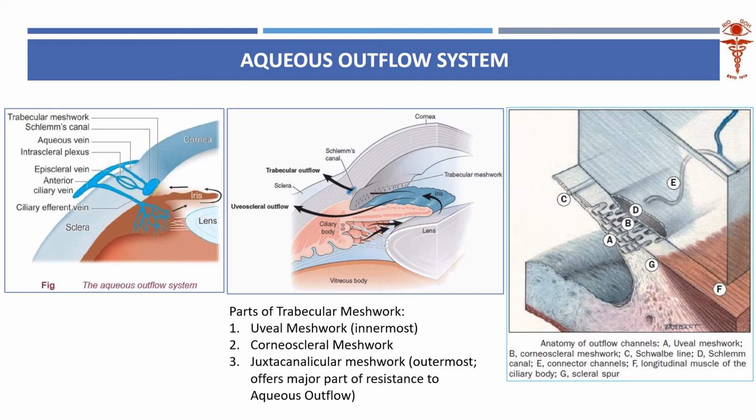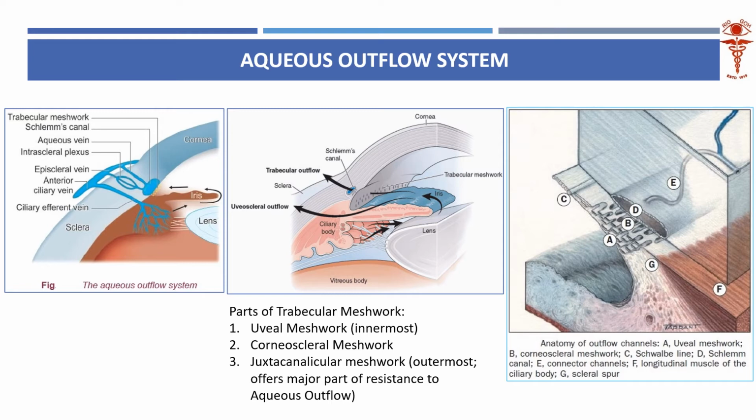I'll repeat once more. Ciliary plexus, the blood vessels of the ciliary plexus. From there is secretion into the posterior chamber. In the posterior chamber, the main function of aqueous humor is nourishment of the lens. Remember, lens is an avascular structure, so it needs nourishment, and that nourishment it gets from the aqueous humor. From this, the aqueous humor enters the pupil and comes to the anterior chamber.